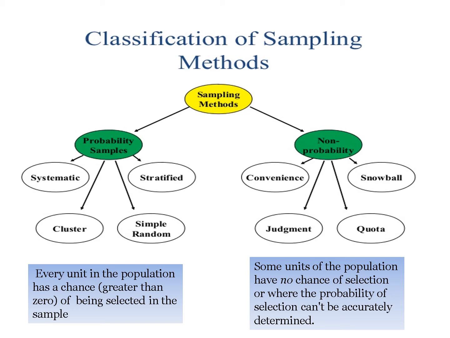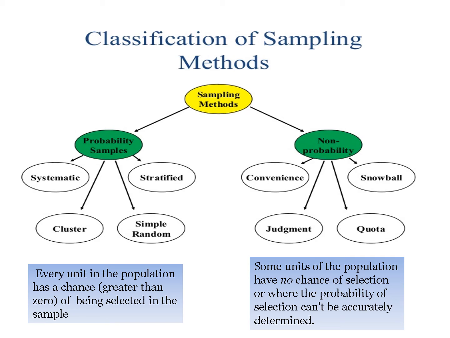Probability means every unit in the population has a chance of being selected in the sample. In other words, each unit is probable to be chosen in our study sample. The types of probability sample are systematic sample, cluster sample, simple random sample, and stratified sample. The results of these probability samples can be generalized to the whole population, as there is randomization.